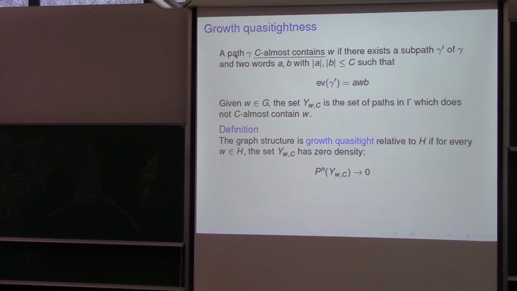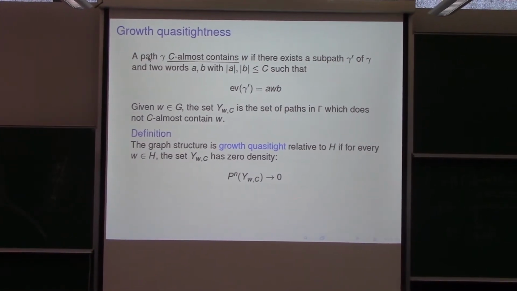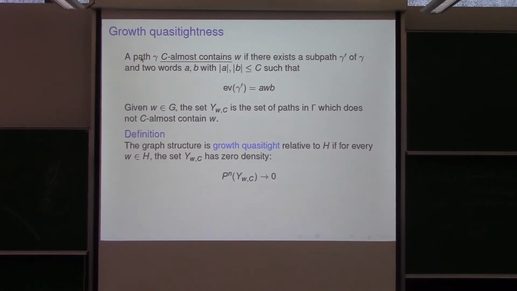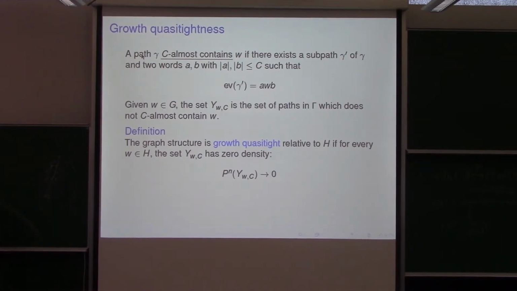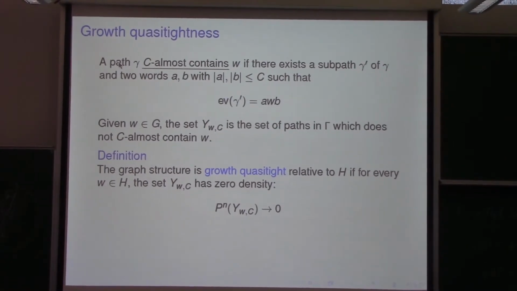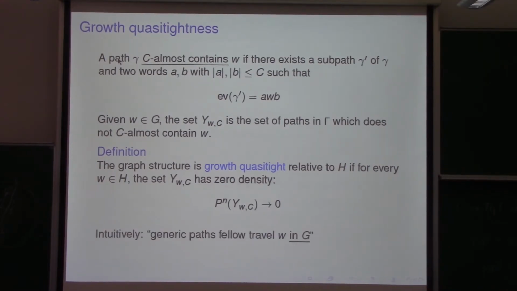And then we say that the graph structure is growth quasi-tight relatively to H. H is a subgroup of G. Whenever you take a word W in H, the set of paths which avoid this W in this weak sense has zero density. So this is slightly complicated, but it tells you that this set is the set of paths which do not contain W essentially, and basically almost all paths eventually contain W. This is the notion. So intuitively, generic paths fellow travel W, but not in the graph. In the graph it would be a very, very strong condition, but in the group it's enough to assume it fellow travels in the group.